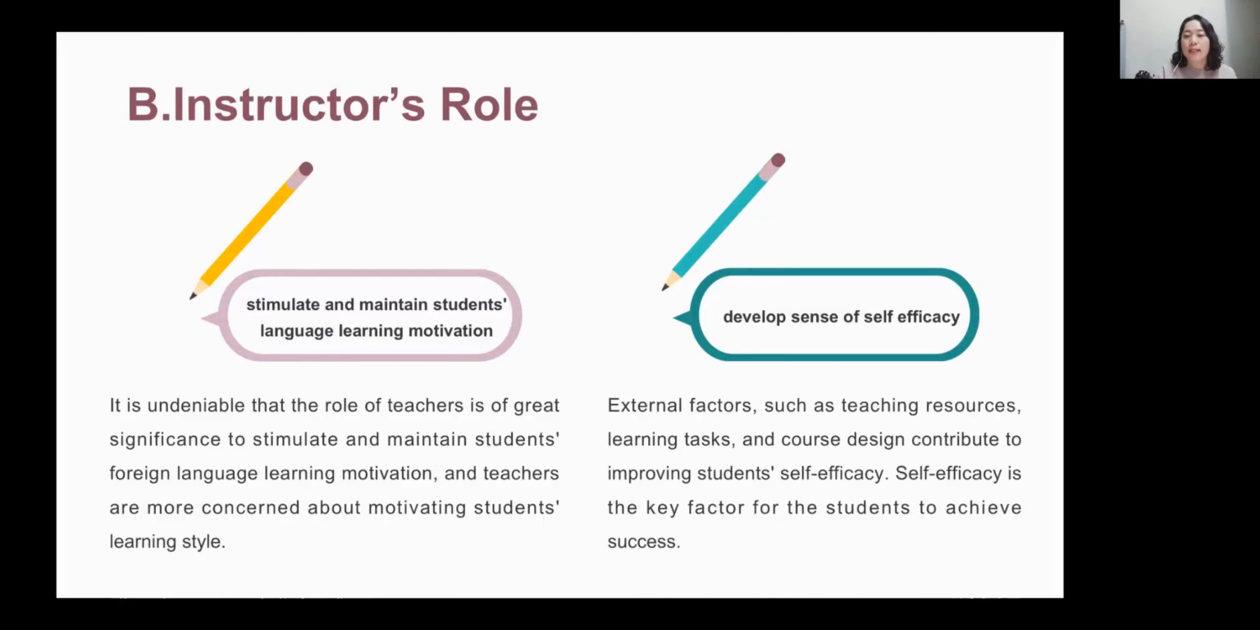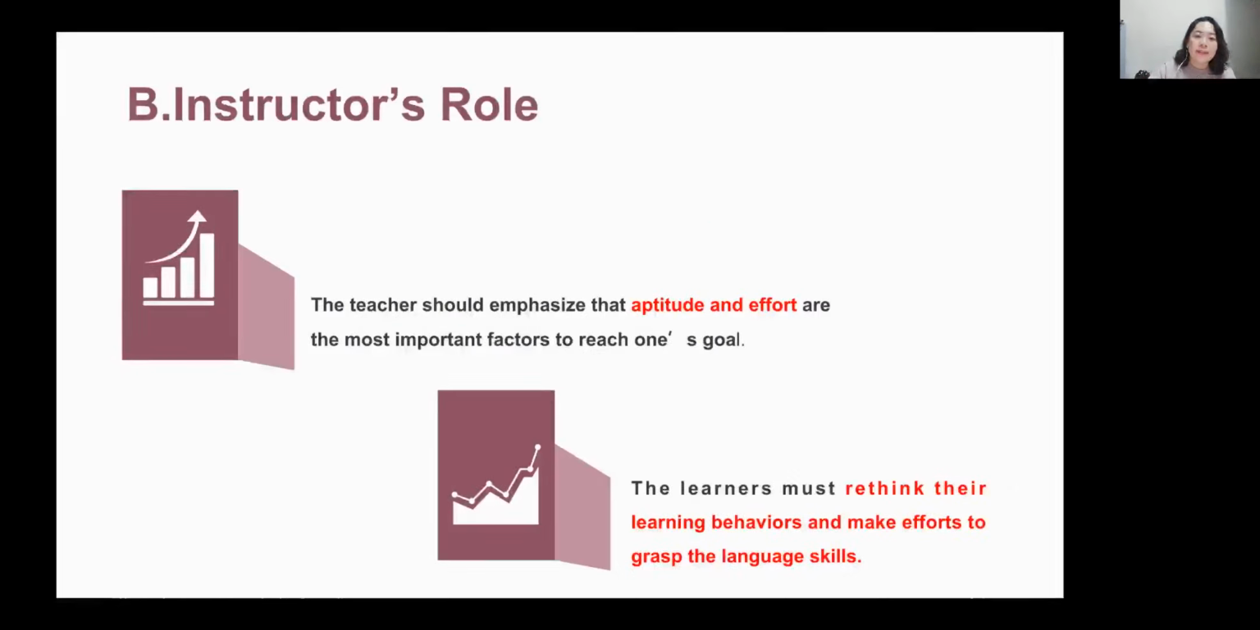Next one. External factors such as the teaching resources, learning tasks, and course design contribute to improving students' self-efficacy. Self-efficacy is the key factor for the students to achieve success. Now let's continue. The teacher should emphasize that aptitude and effort are the most important factors to reach one's goal. The last one, the learners must rethink their learning behaviors and make efforts to grasp the language skills.